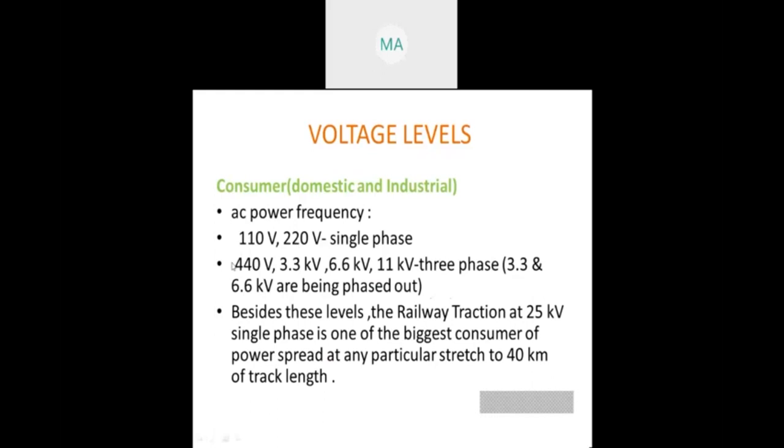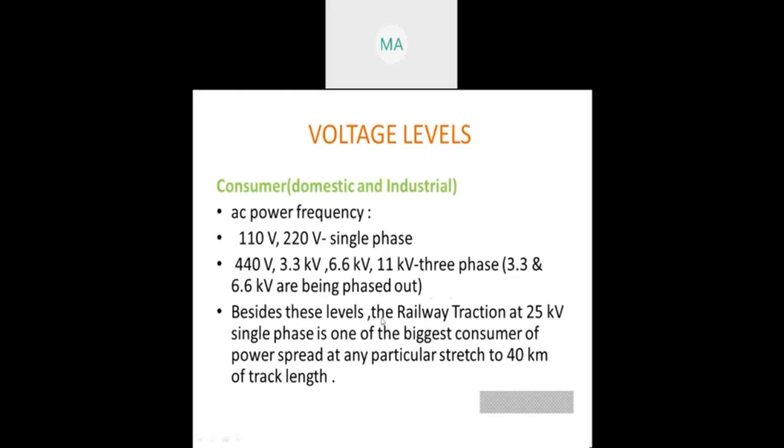Coming to traction, in the MMTS trains we can see there is only one wire above the trains, mounted with H-type holders. For that we use a 25 kV single phase supply, using booster transformers. We can see a booster transformer in the middle of the track; for every few kilometers there will be one booster transformer.